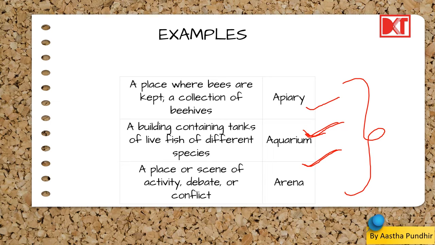So that's the job of one word substitution. We replace a group of words, a sentence, with another word, and there is no ambiguity or confusion created, which means this group of words and this word, both of them have the same meaning. All right.